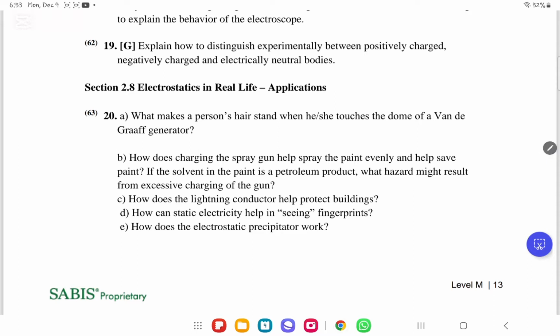How does charging the spray gun help spray the paint evenly and help save paint? If the solvent in the paint is a petroleum product, what hazard might result from excessive charging of the gun? Now, paint drops are usually negatively charged, and they leave the gun and are attracted to the wall because the wall is grounded, meaning if these are negatively charged, then the wall is positively charged. So they become attracted to the wall and place a thin coating. Now, in petroleum, there is some static electricity. It might ignite the petroleum and cause a fire, basically.